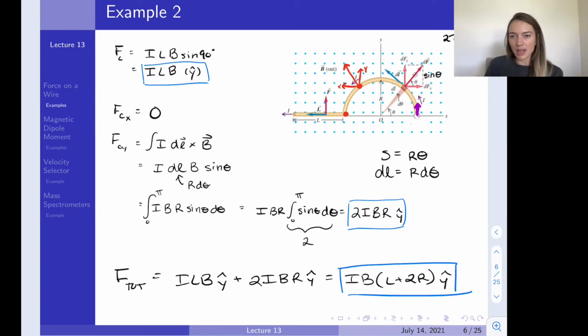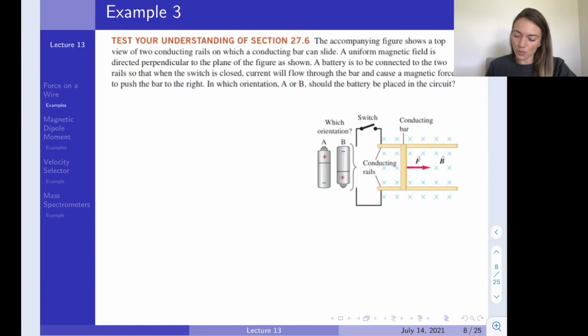So we won't really be doing any integrals that are more complicated than this. Maybe like a quarter circle, and you'll see when we do a full circle, there's actually an easier way to do it. All right, so now let's just do one more conceptual example with the right-hand rule.